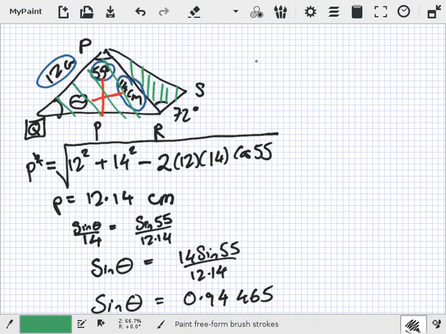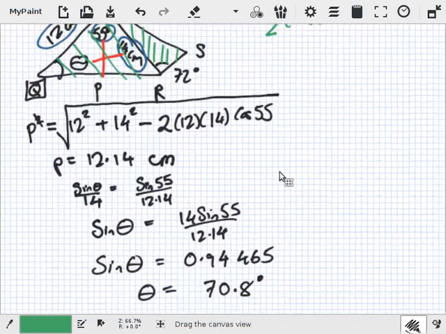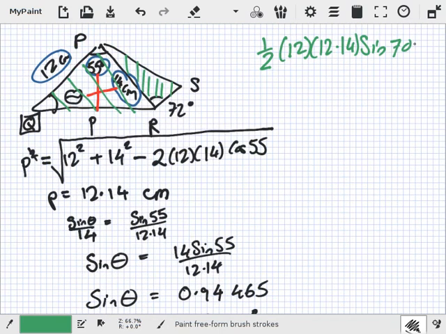We can use the rule 1/2 times 12 times 12.14 times sine, what did we just get? 70.8. Now just so you're clear, what I'm doing is the rule 1/2 side, side, sine the angle. That's the rule we had in the last question for area. Can you tell me what that is, please?